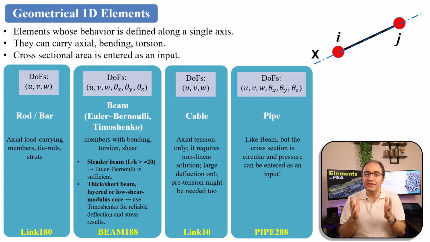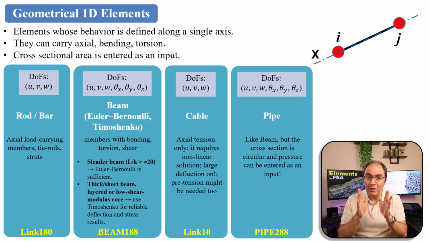Pipe elements are similar to beams. They can carry axial, bending, and torsional loads. However, they are specialized for circular cross-sections and can also include internal pressure loads as input. Like beam elements, they have 6 degrees of freedom per node. In ANSYS, a typical example is pipe 288.